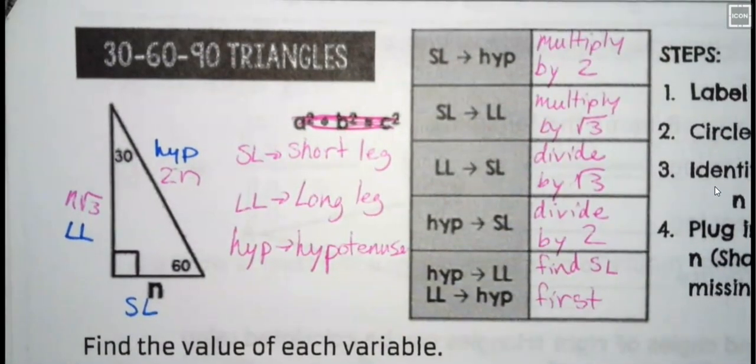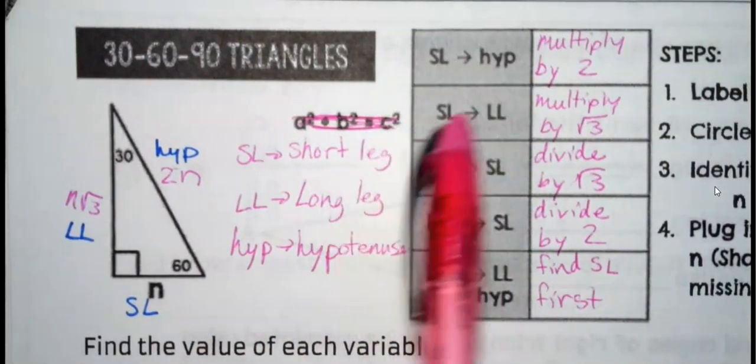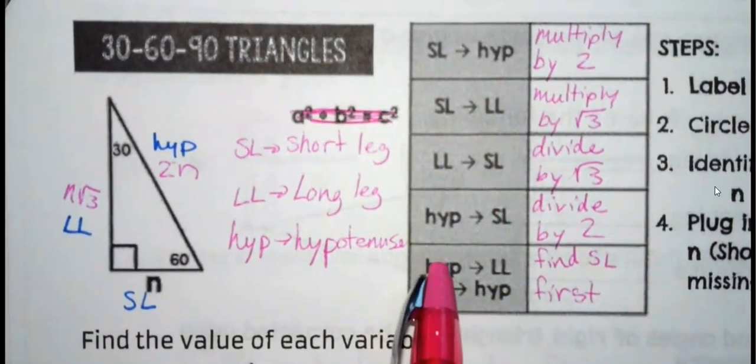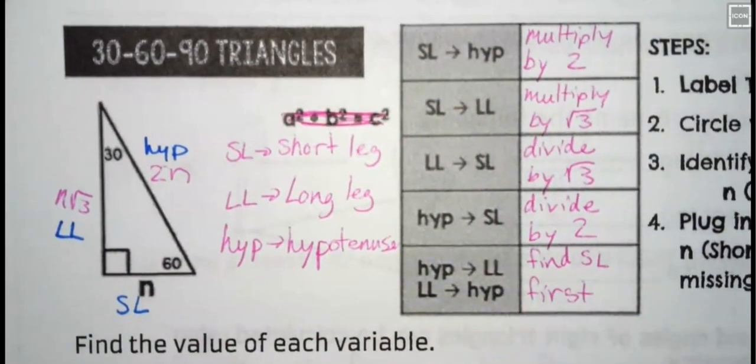Okay, you can pause the video now and write all of these down, but this is how you get from short leg to hypotenuse, short leg to long leg, and then backwards. And then also, if you're going hypotenuse to long leg, you need to find the short leg first.